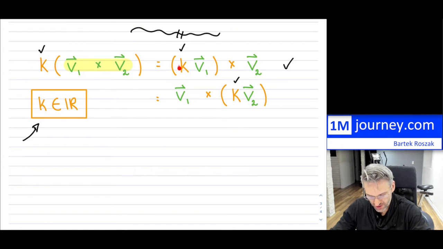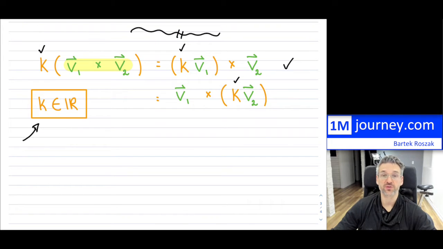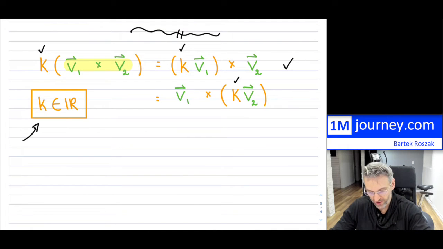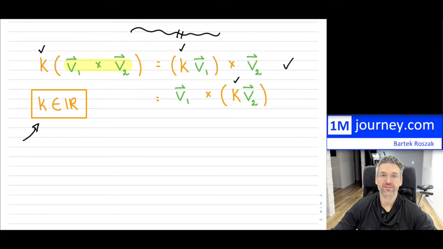In this case, this result is going to scale v1, and then if you take the cross product, it's going to give you the same thing as if you took the cross product first between the two vectors and then scaled your result. And it doesn't matter if you scale the first one or if you scale the second one. So that's what you would actually have in here.